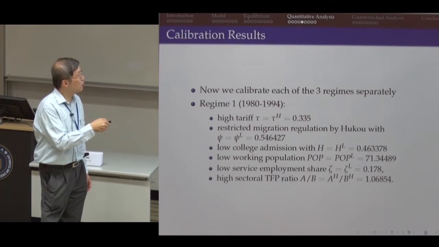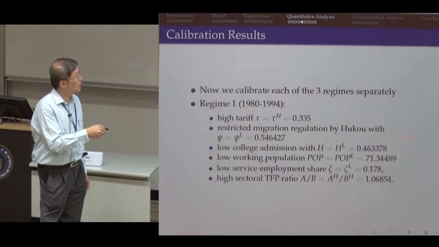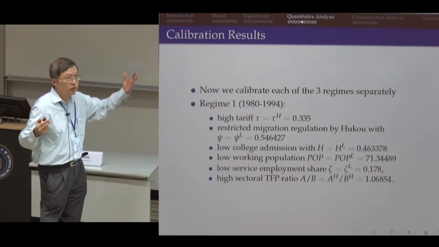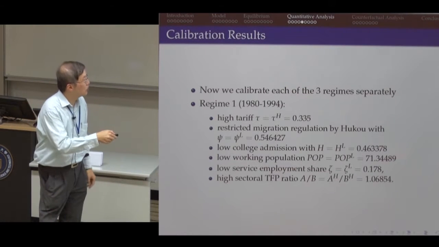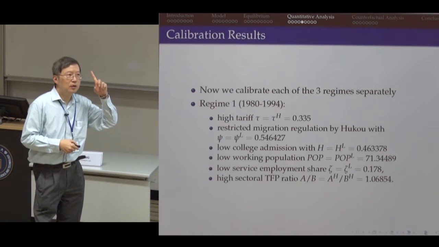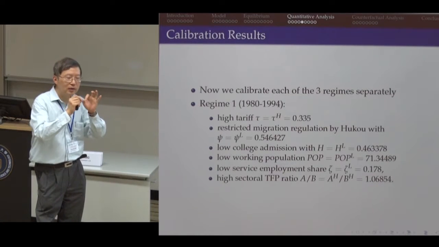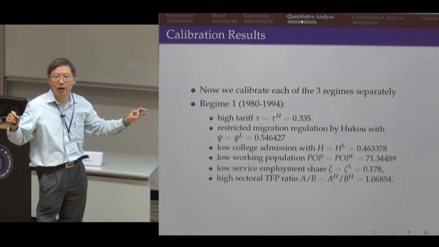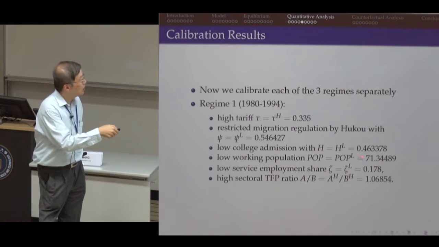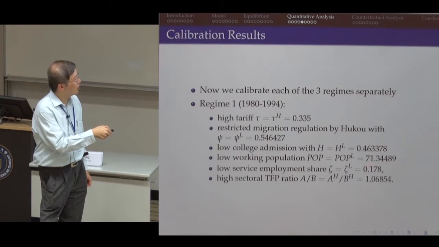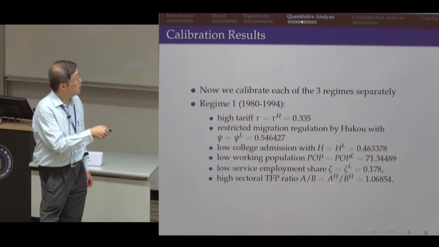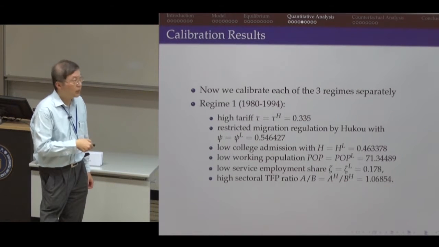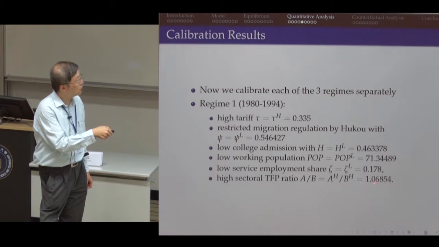And the hukou system is very restrictive, and the skilled labor is very low. Population is normalized by setting skill to one, where one is actually the average of the entire period. When that is normalized to one, the population is given by data. And then we have the service sector share, about 17%. And finally, the AB ratio, the import competing sector TFP to the exporting sector ratio, is 1.06.